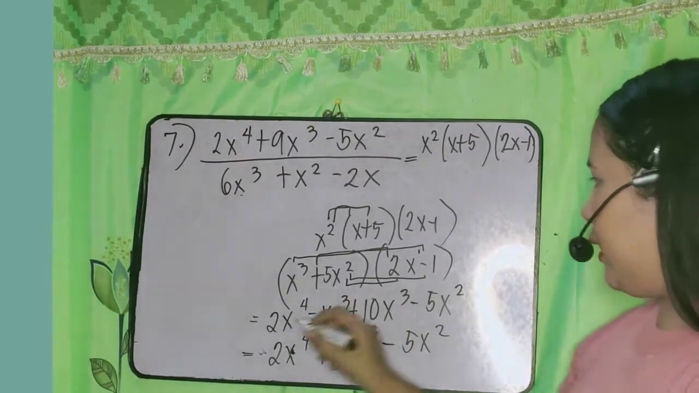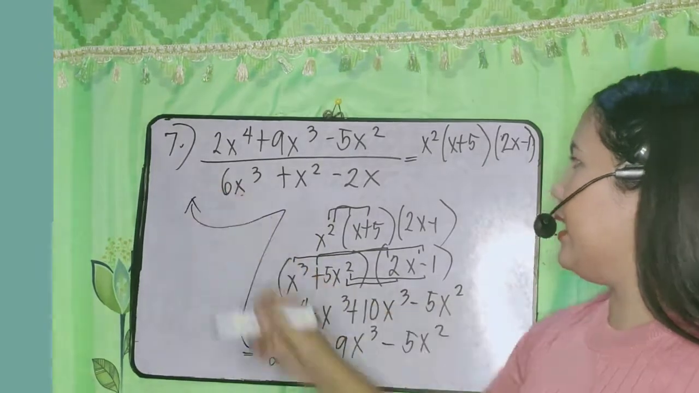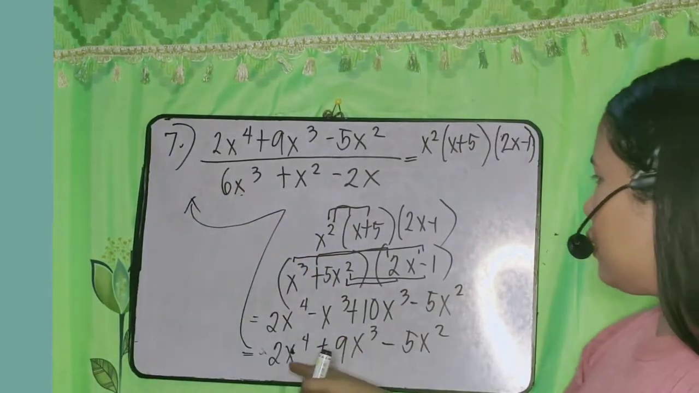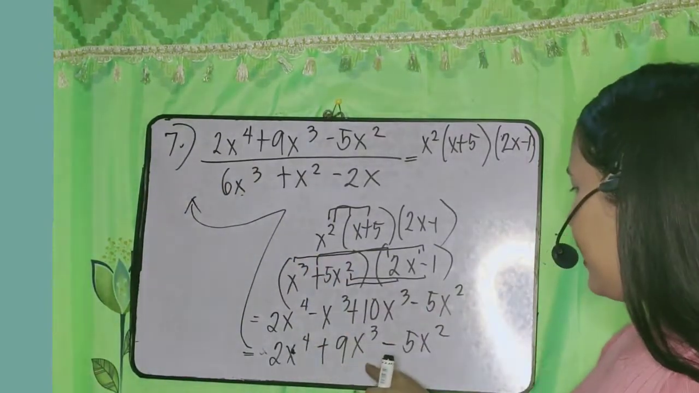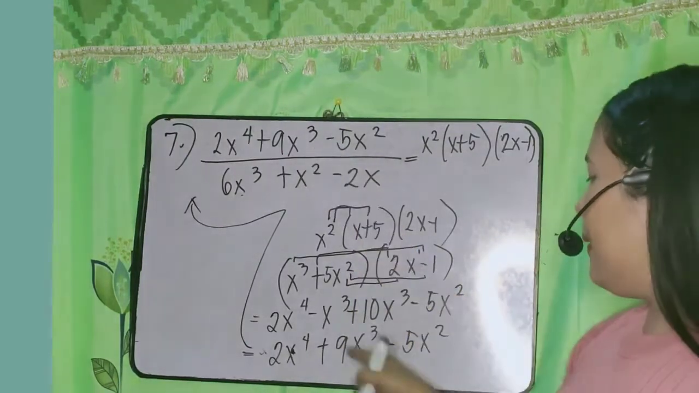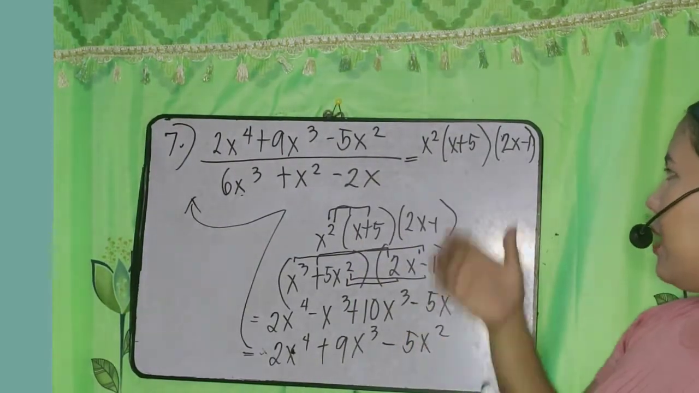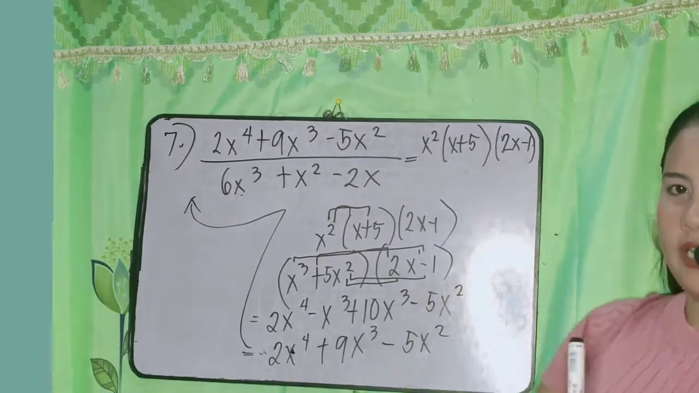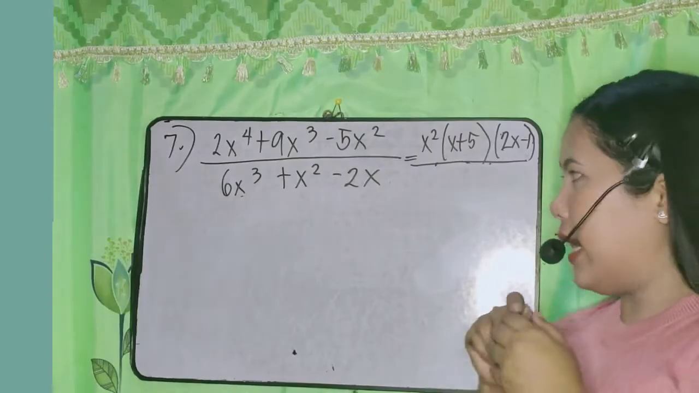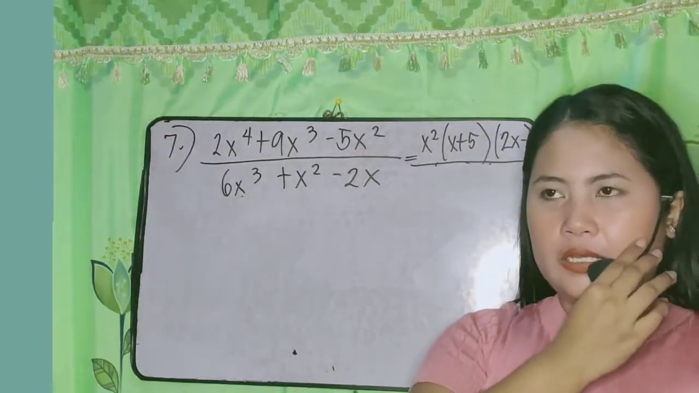So, makto po ba siya dito? So, makto dun sa numerator natin? Yes, so makto po siya, which is 2x raised to 4 plus 9x raised cube minus 5x squared. So, meaning, our factor is correct. Okay? So, let's factor out the second or the denominator.